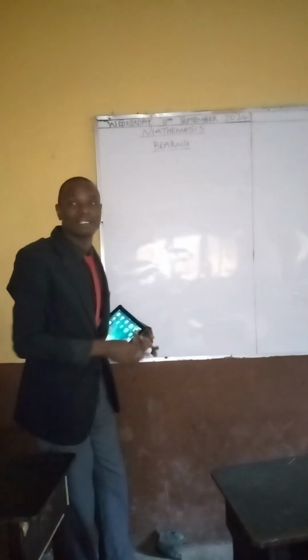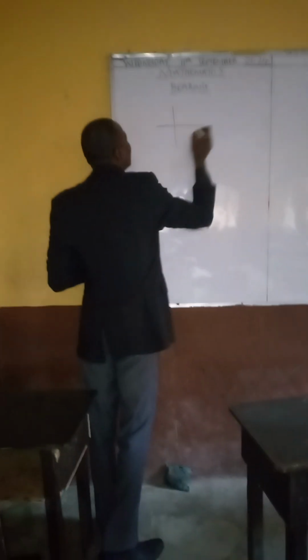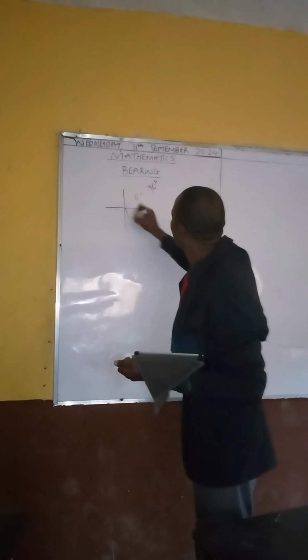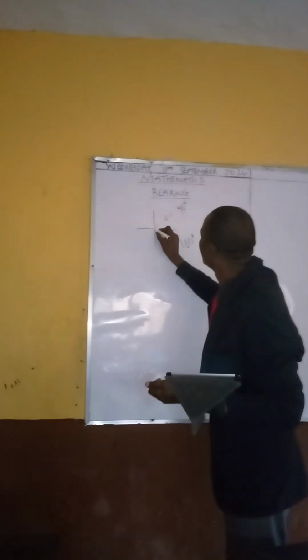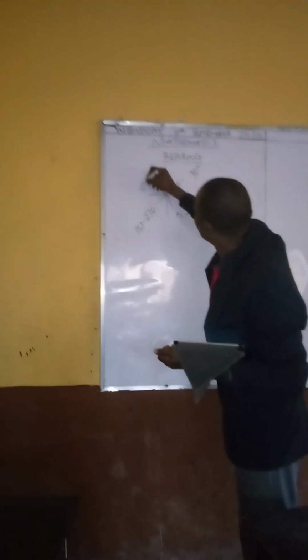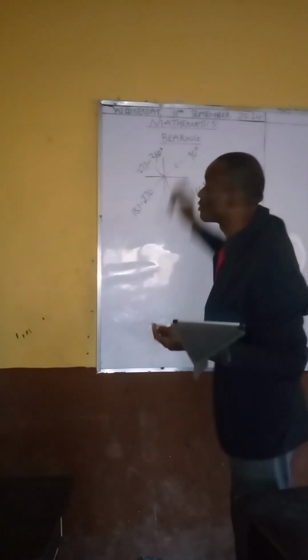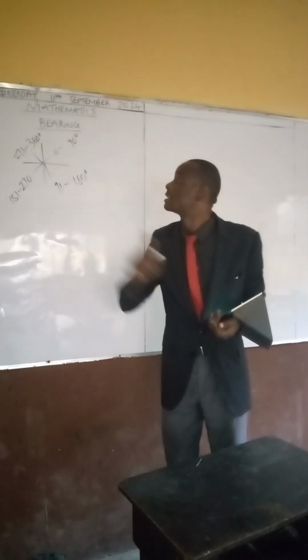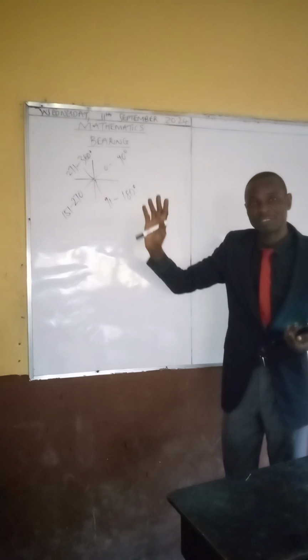All you need to know about bearing is, for a start, we use it to measure direction. But you should know something about the first quadrant, second quadrant, and third quadrant. The first quadrant is 0 to 90 degrees. Here you have 91 to 180 degrees. Here you have 181 to 270 degrees. And here you have 271 to 360 degrees. As we all know, a circle is 360 degrees. This is the starting point. Everybody must know about bearing.